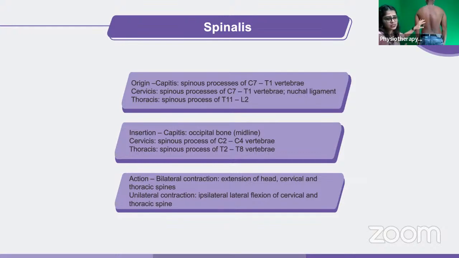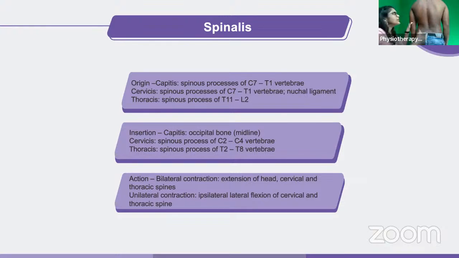So thoracis, as you can see, takes its origin from L2, L1, T12 and T11. Please make a note of this. These four vertebrae give the origin for spinalis thoracis, and it gets inserted into the four vertebrae above that, T8, T7 and so on. If you cannot remember T8 to T2, write down that it is getting inserted one or two levels above that particular vertebra.